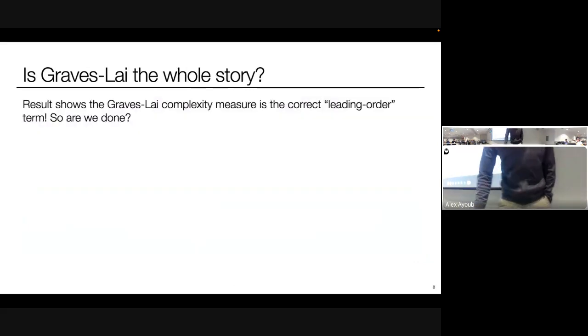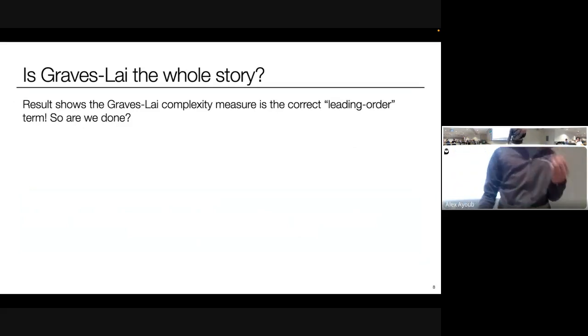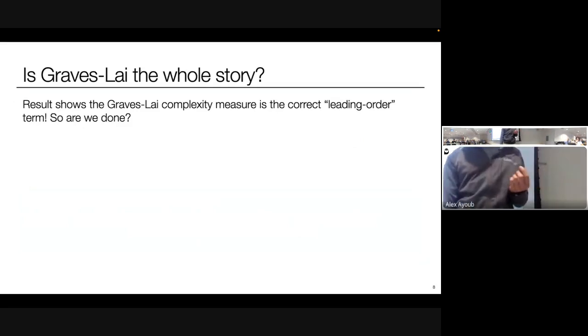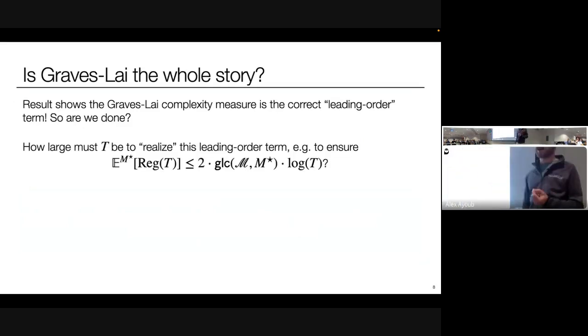Okay, so the question is whether the Graves and Lai complexity is the whole story. The result I just showed gave a tight characterization that says as T gets large, the Graves and Lai constant is both a lower bound and an upper bound. So in some sense we're done. But the caveat is hiding in the lower order terms. The result I showed had, in both the upper and lower bound, these little o of log T terms. So we must ask: how large does T need to be such that we can ignore this little o of log T term, and upper bound the regret by twice this Graves and Lai constant?